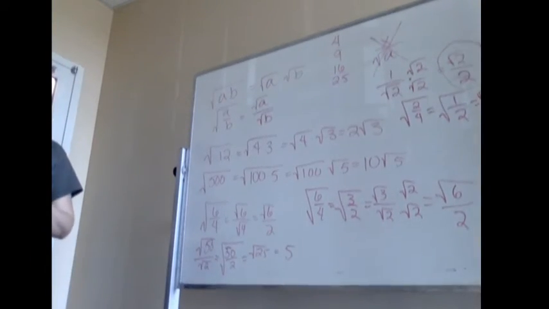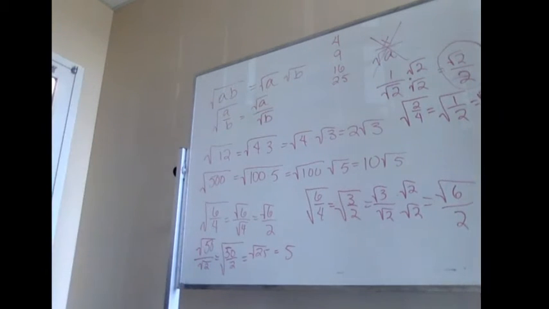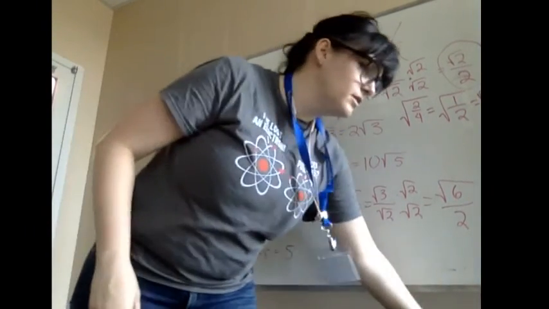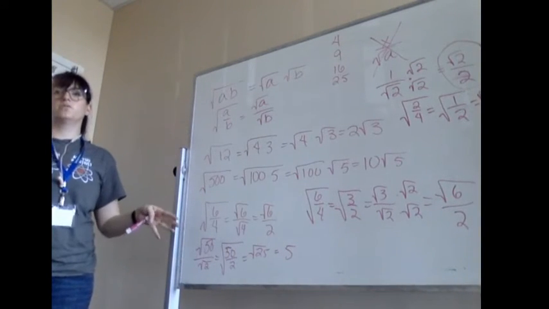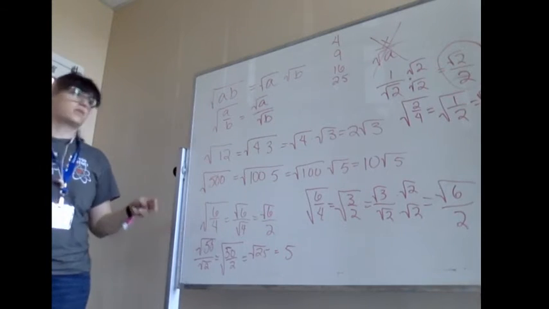Does this make sense? Wait, so even if you didn't have one specifically in the numerator, you can still multiply it by any square root, right? Absolutely. I can, just as long as it's not in the denominator. Right. Does anybody have any questions about this before I erase it? Is anybody still copying it down? Okay.